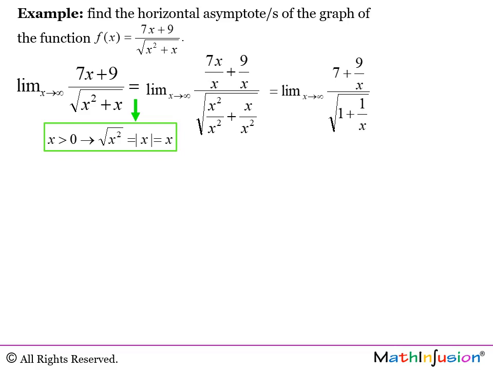Simplifying. And we know that the limit of these terms is 0. And we get 7.